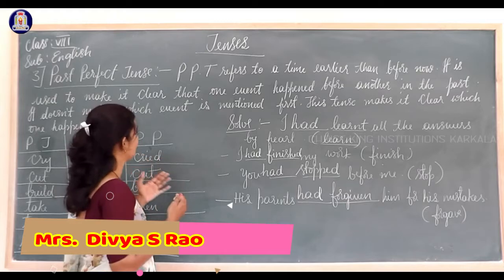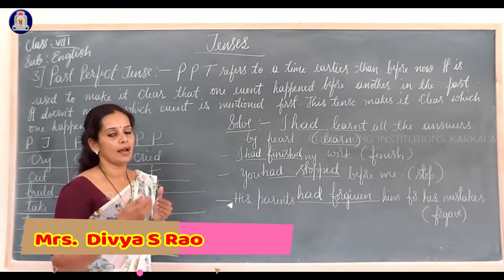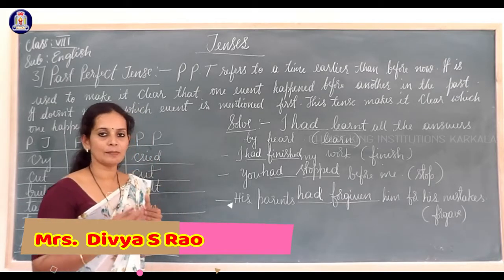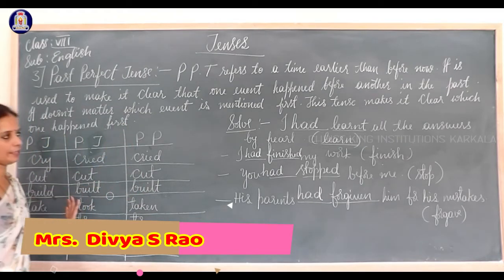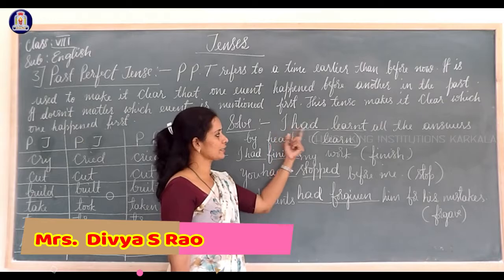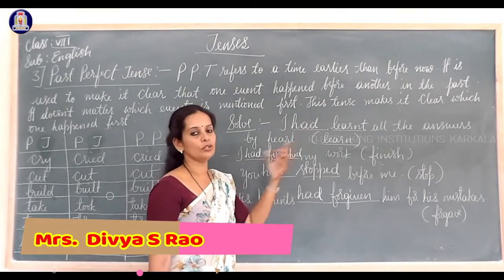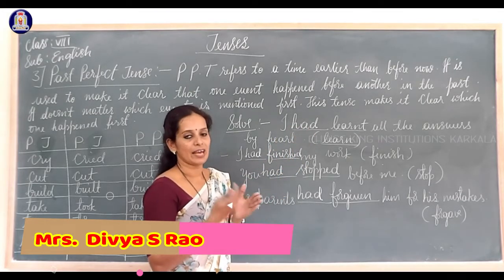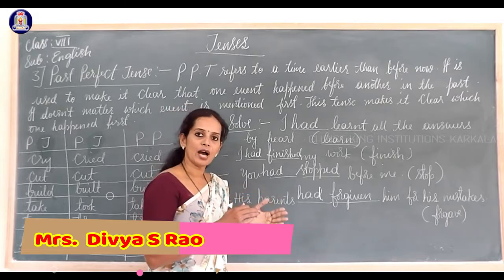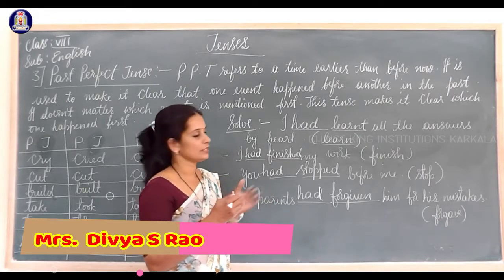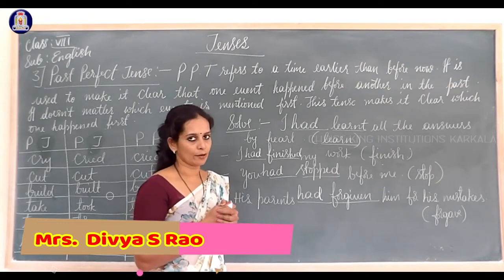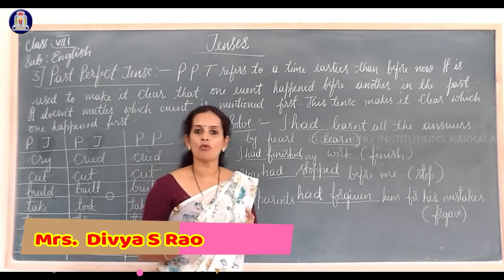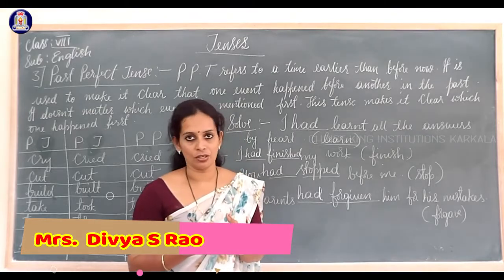Okay, and the formula for it is subject plus had plus past participle of the verb, and you had already learned some of the past participles here. So after the subject you have to use the formula wherever necessary and frame sentences, or if a fill in the blanks comes like this, you have to fill it up accordingly.